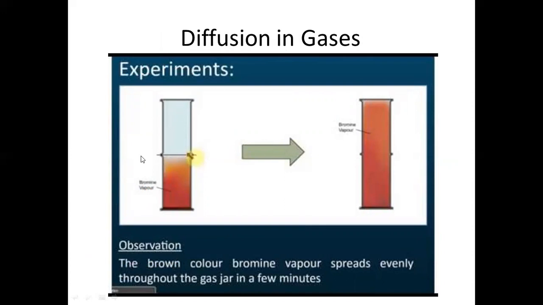When this separating plate is removed, diffusion will occur as the particles of the bromine will move from an area of high concentration to an area of low concentration until the particles are evenly distributed. At that point, you will notice that the entire gas jar has a uniform color. The bromine vapor spreads evenly throughout the jar in a few minutes. This process is fairly quick in gases, as gases diffuse rapidly.